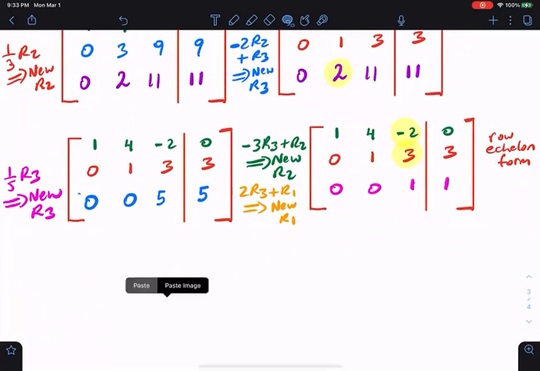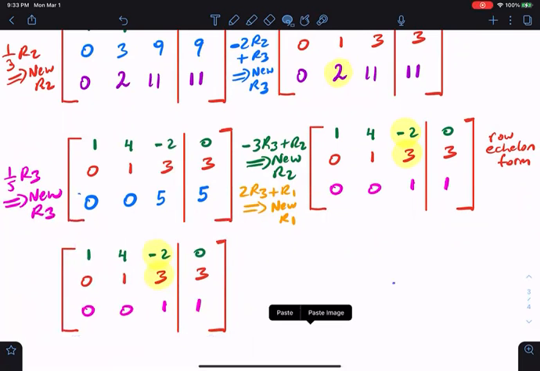So the first thing is I need to get rid of the entry in the second row, which means this row is going to change. So if we do the computation, -3 times all the elements in row 3. -3 times 0 is 0 plus 0 is 0. -3 times 0 is 0 plus 1 is 1. -3 times 1 is -3, -3 plus 3 is 0. -3 times 1 is -3 plus 3 is 0.